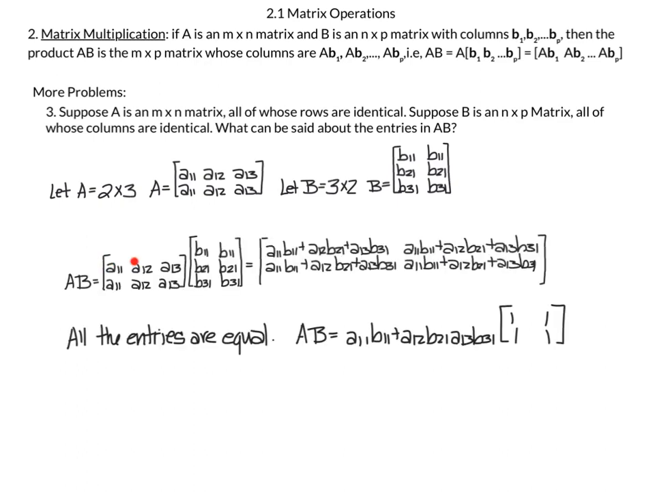And again, since you're multiplying rows times columns, to get this first entry, and then for the second entry, you're multiplying this row times this column. And since the columns are equal, these two will be equal. Here you're multiplying row times column, so it's also equal, and last row times column, they're all equal. So all the entries are equal. And so in other words, AB is equal to this scalar here, A11 B11 plus A12 B21 plus A13 B31, times the matrix 1, 1, 1, 1.